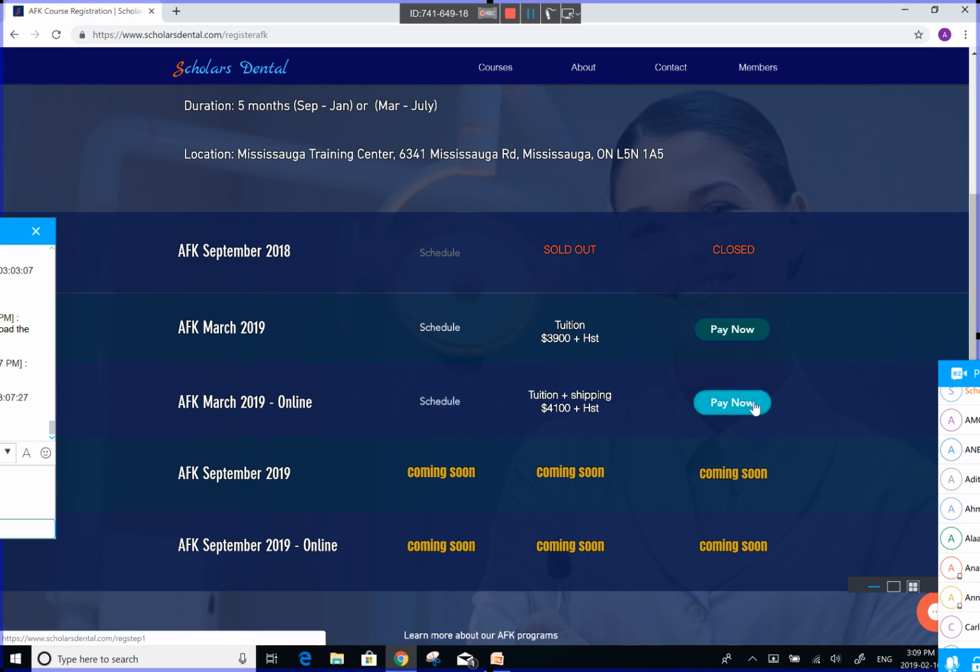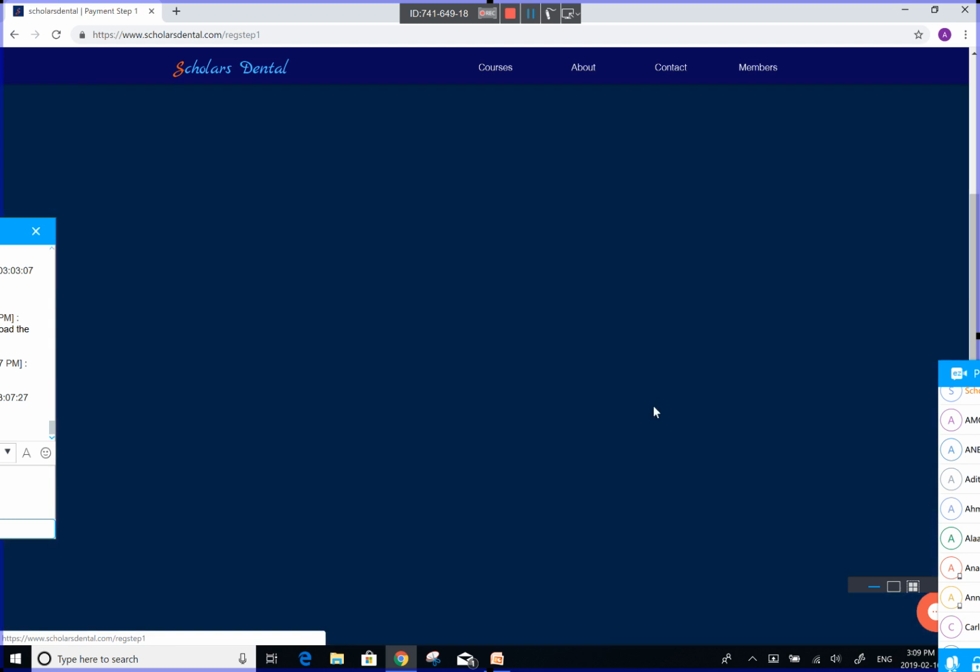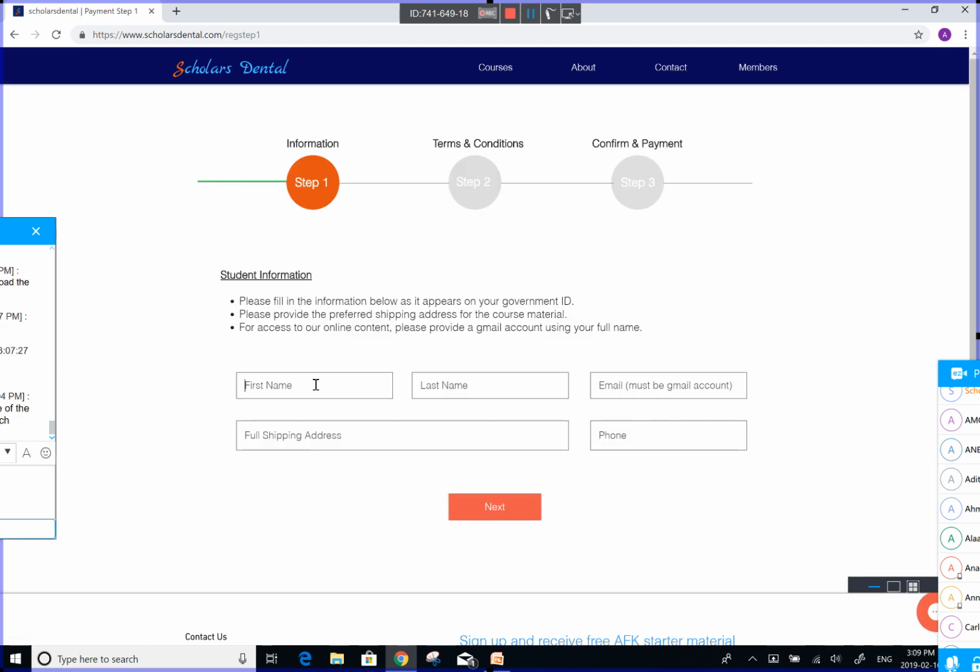So register for the online if you want to do the online. And then you'll be asked to enter your information. Like, Ahmed Hafez, whatever. I'm going to put a random email. You put your address, whatever address it is. So put an accurate address, the shipping address you want to ship to, and put your phone number. I'm just going to put whatever right now. And then you go to step two.